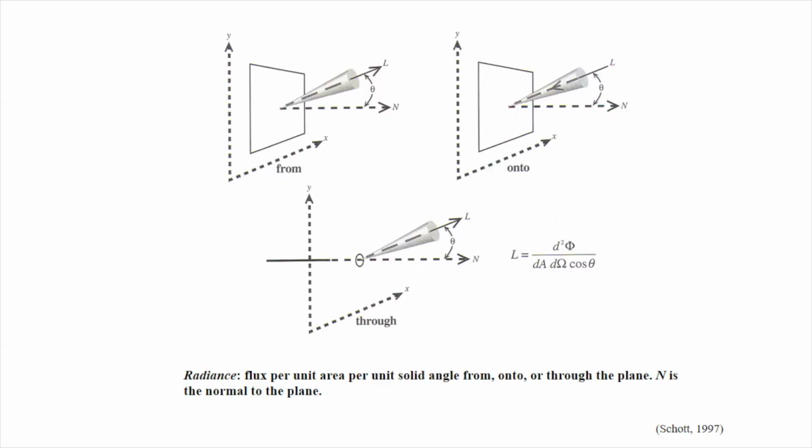At the bottom of this slide, we have a simpler definition for radiance, which is the flux per unit area per unit solid angle from, onto, or through a plane. And here N is the normal to the plane in these various figures that we see above. So we see the scenario where we have flux emanating from a plane. In the upper right hand corner we see flux onto a plane, and at the bottom figure we see flux being projected through a plane.